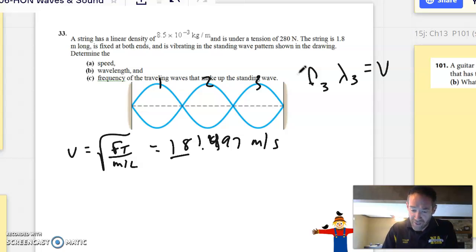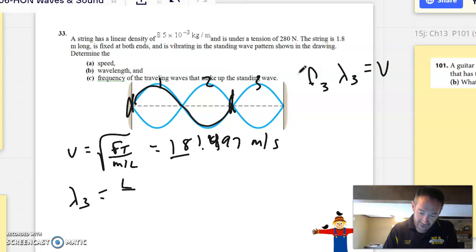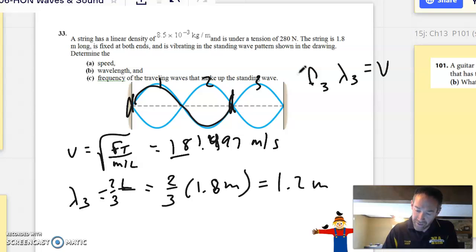Now, wavelength of the standing wave pattern. The standing wave pattern has a wavelength that, well, it's the distance that it takes for one wave shape. That's 2/3 of the full length. And so I'm going to say that wavelength 3 is the length of the string times 2/3. And that's going to be 2/3 of 1.8 meters. And that's going to be 1.2 meters.